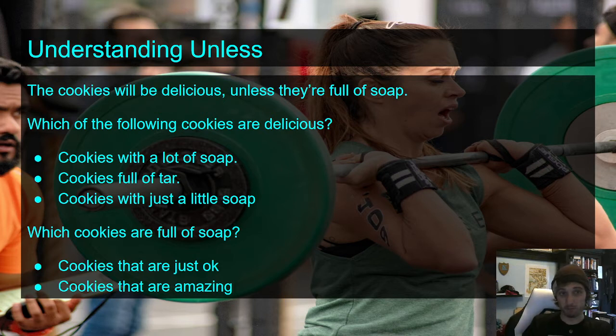Going the other way, where we're working based off the first half of the statement, if we have cookies that are just okay, then they're not delicious. And so because they're not delicious, they must be full of soap. Again, if that first half is false, that second half must be true. Additionally, if you have cookies that are amazing, then they cannot have soap in them based on this statement, which as we all know is untrue, and so our statement is false.